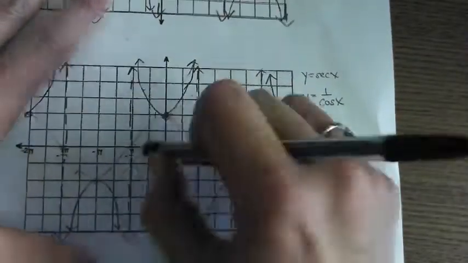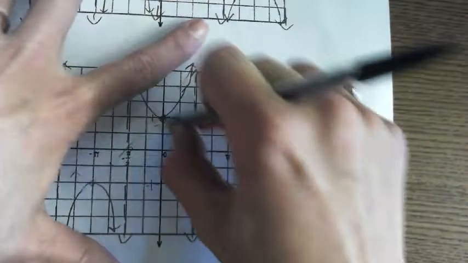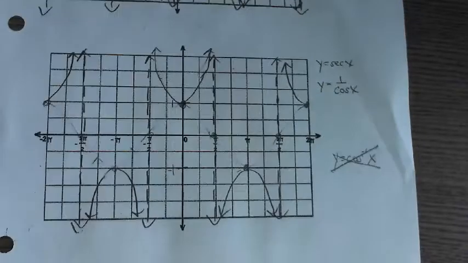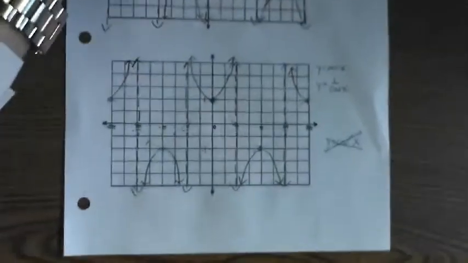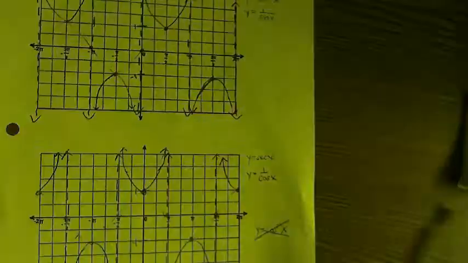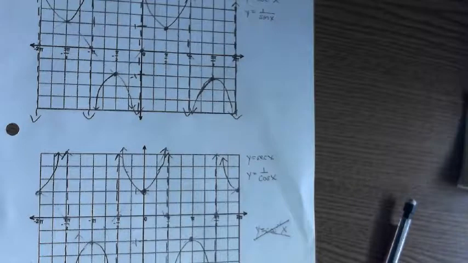So the secant and cosecant graphs look very similar, wouldn't you say? What's the difference? Right, the location of the asymptotes. To be truthful, correct. Yep.